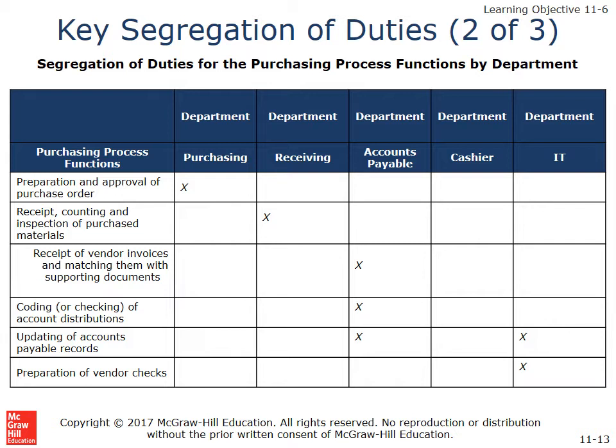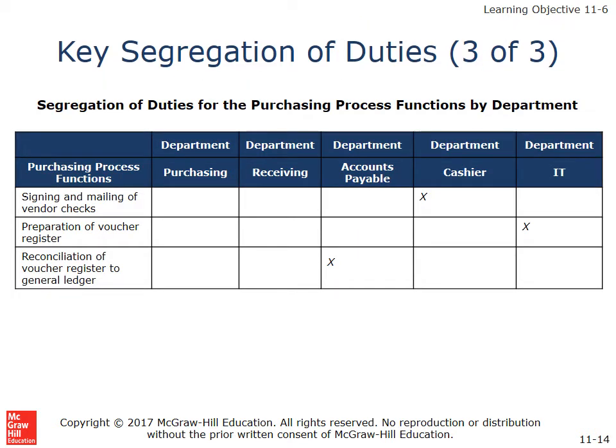So, preparation and approval of purchase orders should be done by the purchasing department. Receipt should be done by receiving. The vendor invoices should be matched by accounts payable, and they should code them and update accounts payable. So should IT be involved? The preparation of vendor checks should be done by IT. Signing and mailing of the checks, cashier. Preparation of your voucher register, your purchasing report, IT. And reconciliation of the voucher register to the general ledger to make sure everything's reported properly should be done by accounts payable. So you can see how it's all separated out so that one area is not responsible for too much of the duties.